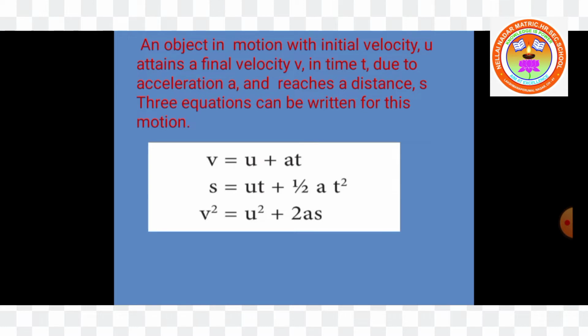Next, v square is equal to u square plus 2as. This is the third equation of motion. Here v is the final velocity, u is the initial velocity, a is acceleration, and s is displacement. So students, Newton gave these equations to calculate the final velocity of an object and the displacement of the object.